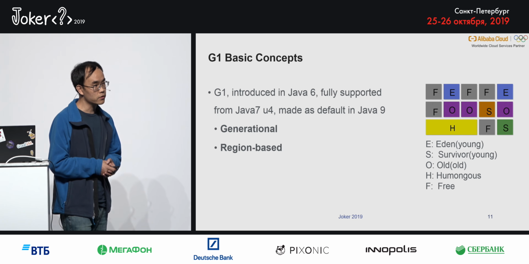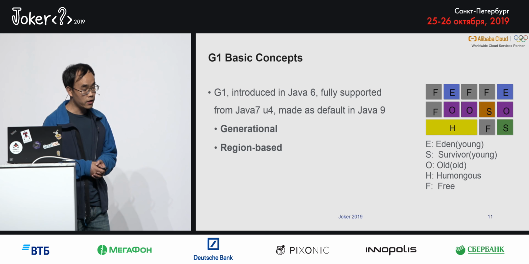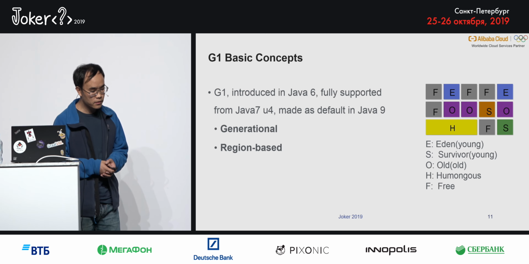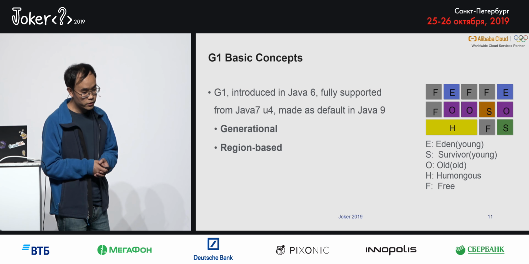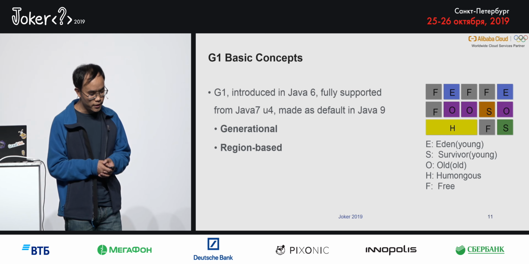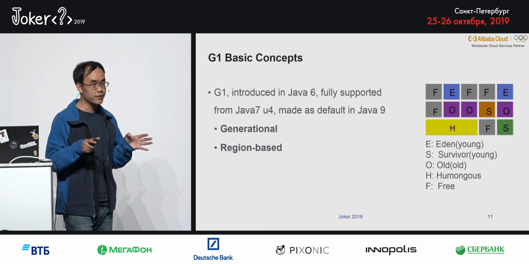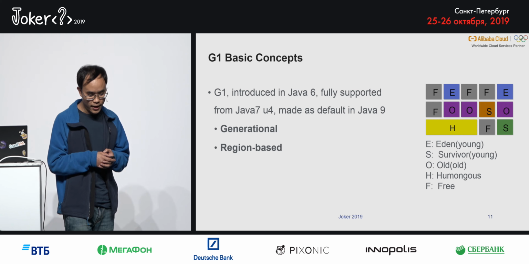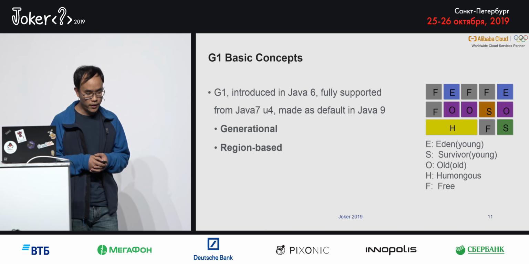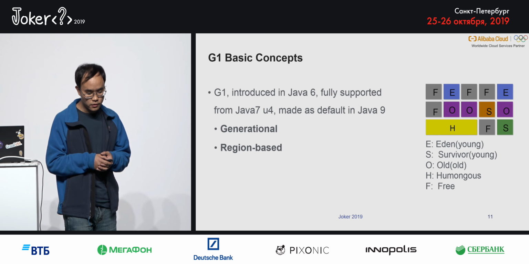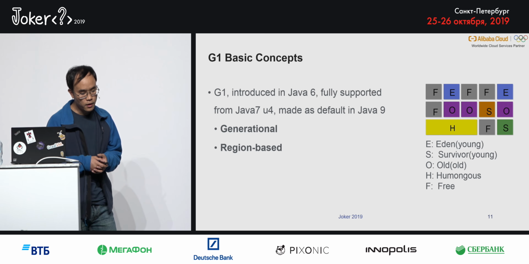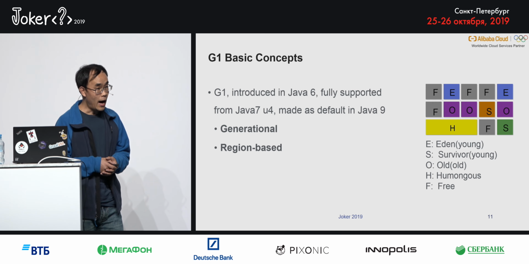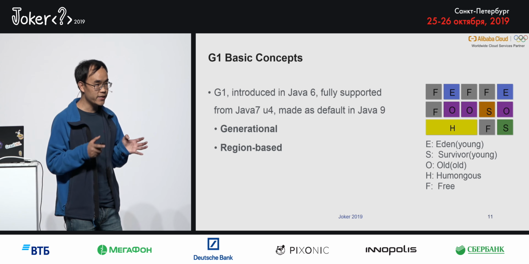Before I go to the details about the elastic heap, I think I need to go through the basic concepts used by G1. G1 was introduced in Java 6 and fully supported in Java 7. So G1 GC is a generational GC, and it divides the entire heap into equal-sized regions. It has 5 types of heap region. You can look at the picture. It has Eden region, survivor region, old, humongous, and free. Our elastic heap implementation is based on G1 GC.